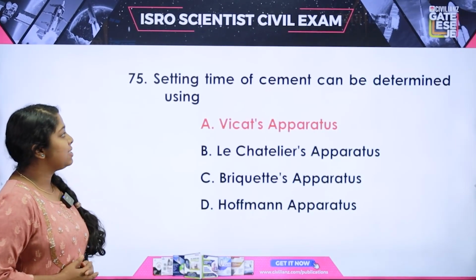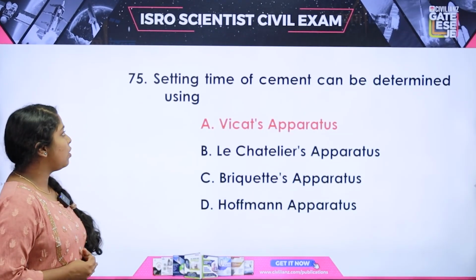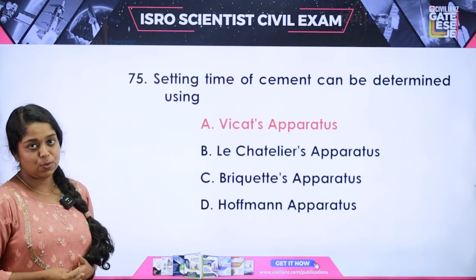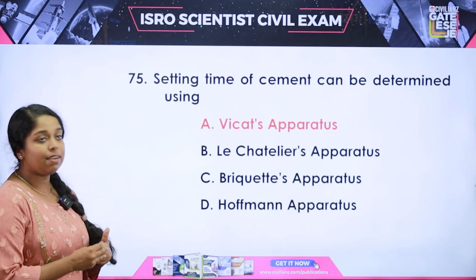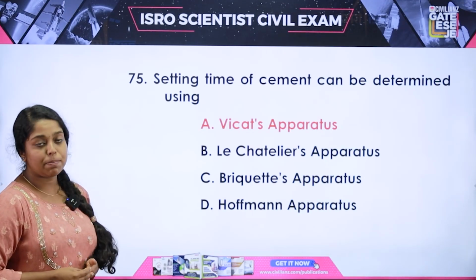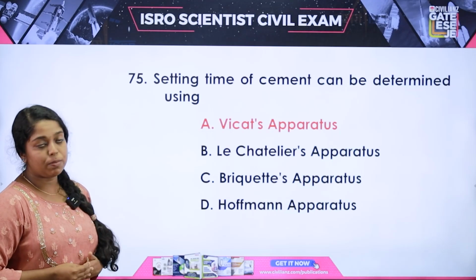Let's move on to the next question. The next question is from concrete technology. So the question is, the setting time of cement can be determined using. We have been given 4 options. A. Wicket apparatus. B. Le Chatelier's apparatus. Option C is Briquette apparatus. And option D is Hoffman's apparatus.